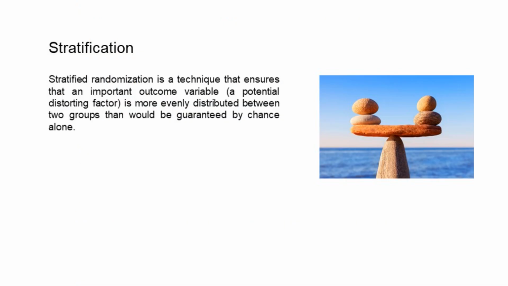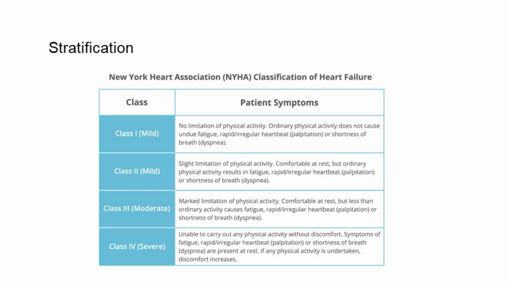Stratified randomization is a technique that ensures that an important outcome variable, a potential distorting factor, is more evenly distributed between two groups than would be guaranteed by chance alone. Stratification ensures a balanced distribution within each combination. For example, when studying the effect of heart failure treatment, the degree of heart failure present will be a baseline variable predicting outcome, so it must be the same in the two groups. So, you first assign people to groups based on the severity of their heart failure, and then within each group, you assign them to treatment A or treatment B.